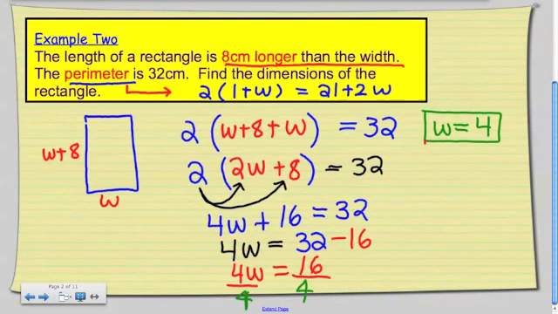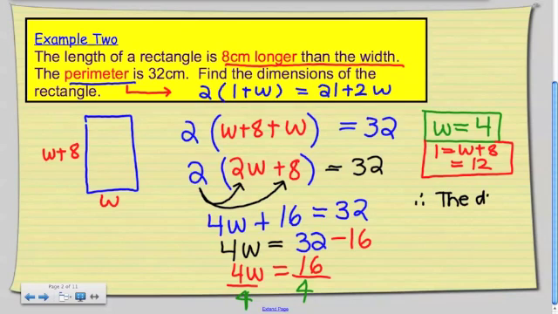What is my expression for my length again? What is my length? Okay, so length is equal to W plus 8. So 4 plus 8 is going to give me 12. So the question is asking to find the dimensions of the rectangle. So we have to write a written statement.